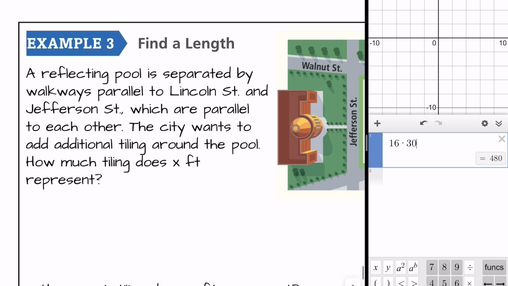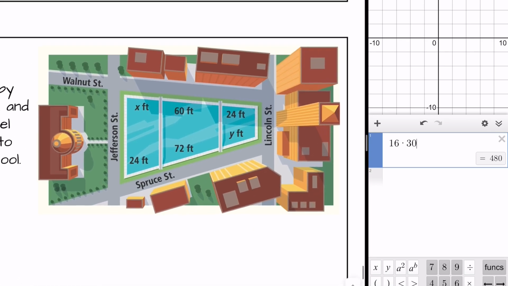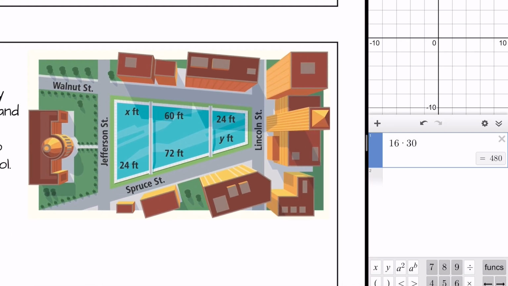A reflecting pool is separated by walkways parallel to Lincoln Street and Jefferson Street, which are parallel to each other. The city wants to add additional tiling around the pool. So how much tiling does x feet represent, and how much tiling does y feet represent? Here, if we turn our heads a little bit, we see that we have these parallel lines right here. Let me pick a different color. That's a little bit better.